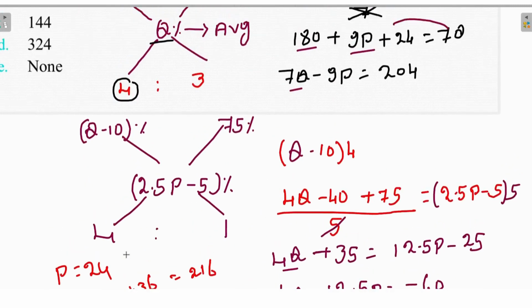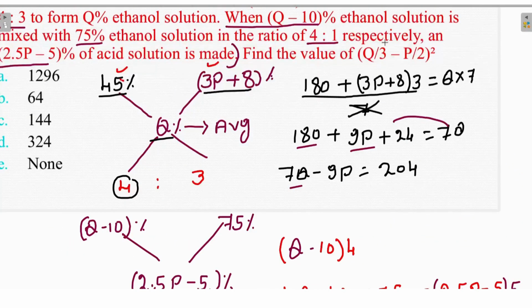Then what is the final question? The final question will be q by 3, that is 60 by 3, minus p by 2, that is 24 divided by 2, which is 12. So 20 minus 12, whole square, 8 square. 8 square will be 64. That will be my answer. I hope everyone understands this concept.